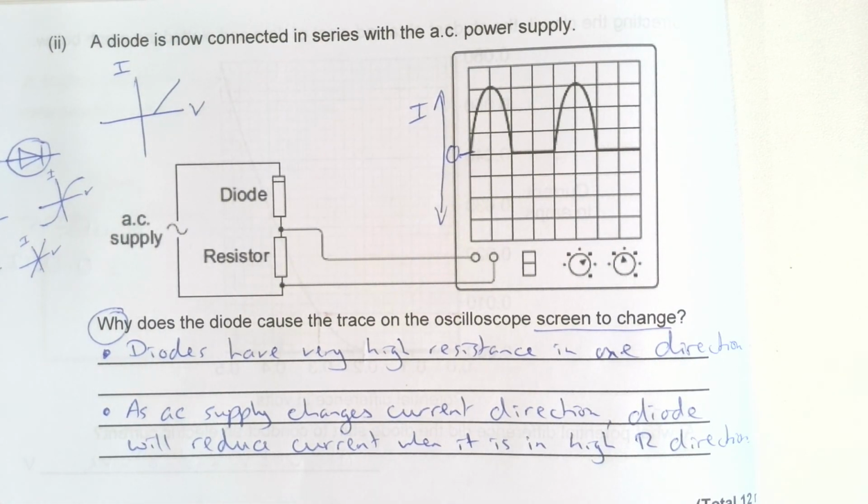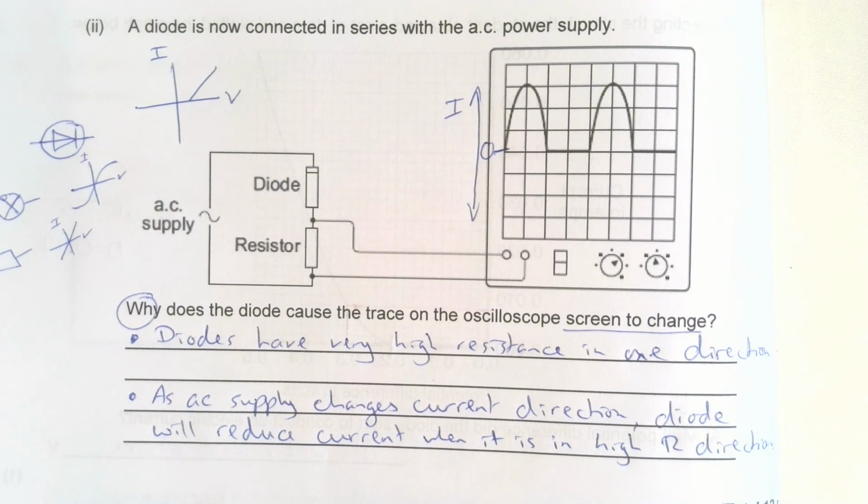I'm not sure if you've done that topic yet or not. If you haven't, don't worry, but I think you probably have actually. AC and DC: AC means that the current changes direction, whereas DC means the current's in the same direction always.